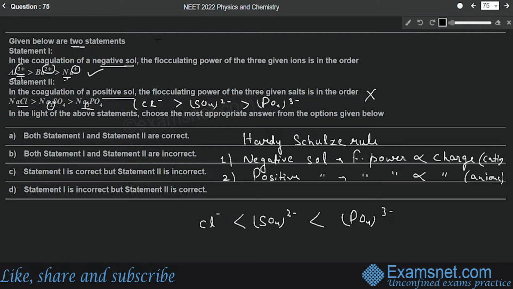That means only first statement is correct. So option C will be the correct answer. Statement 1 is correct, but statement 2 is incorrect.